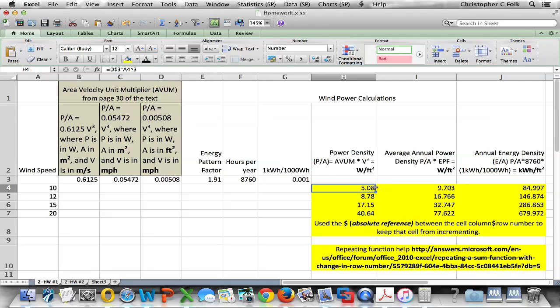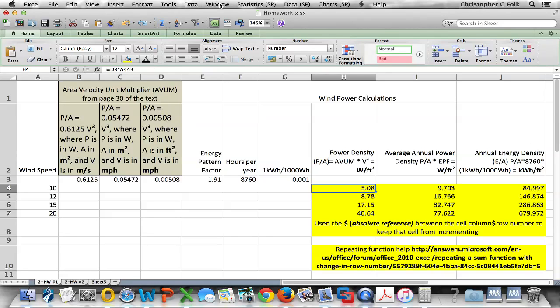I want to show you what would have happened if that wouldn't have been there. If I come back up here to this formula and I take the $ sign out, and I just use D3, and then I pull these back down, watch what happens. They won't calculate, because it's looking for whatever's in the cell below D3. There's nothing in D4 or D5 or D6 and so forth. So that's why I need to do it that way. I'm going to undo that. And that's how we do wind power calculations.